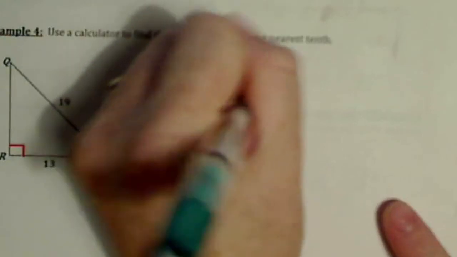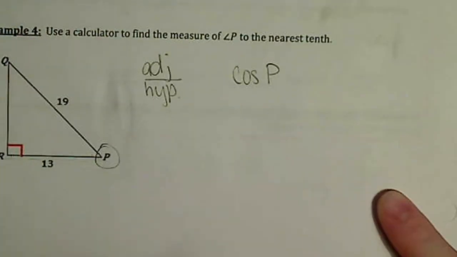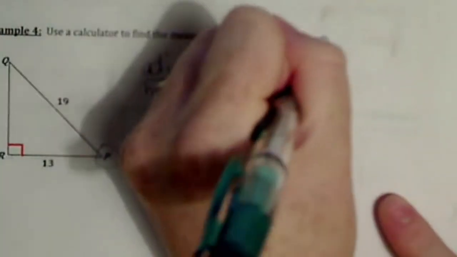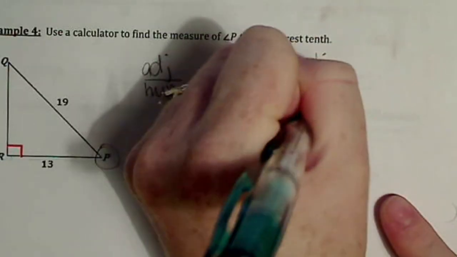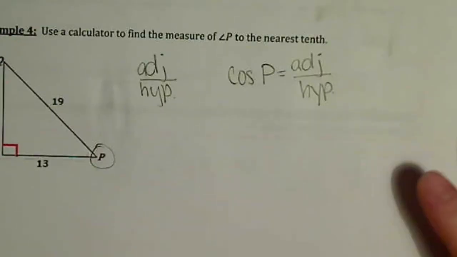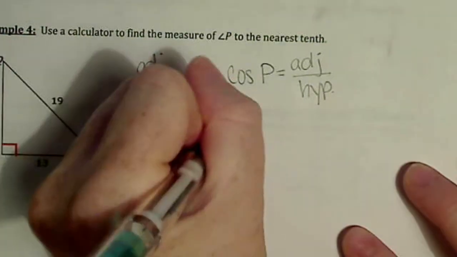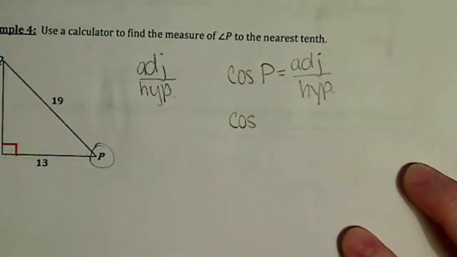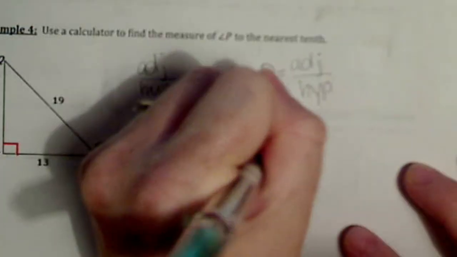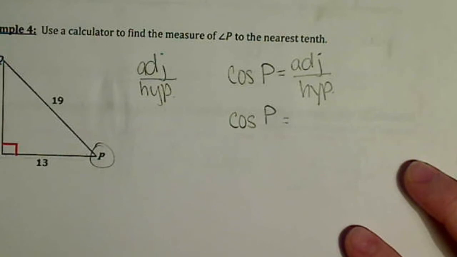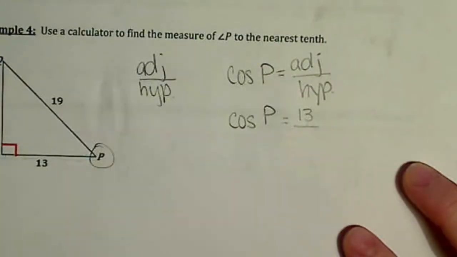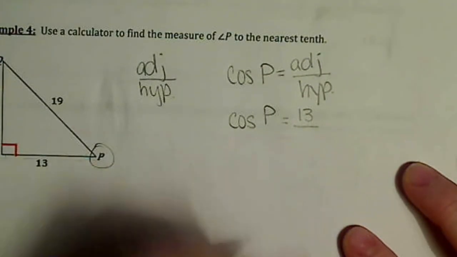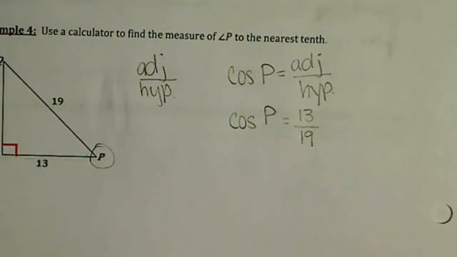So we're going to write this out. The cosine of P equals adjacent over hypotenuse. Let's fill in what we do know. Do we know the measure of angle P? No. Do we know the adjacent side? Yes. Do we know the hypotenuse? Yes. So here's where our inverse trig functions come in handy.